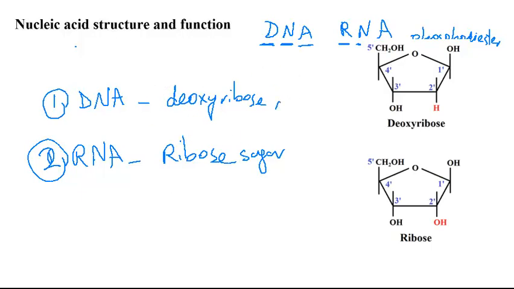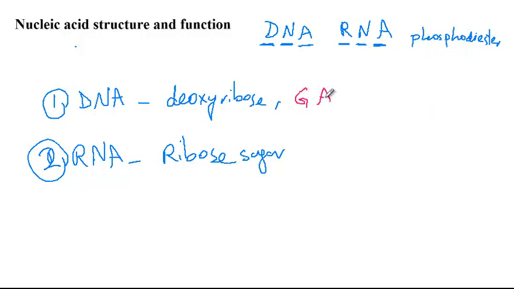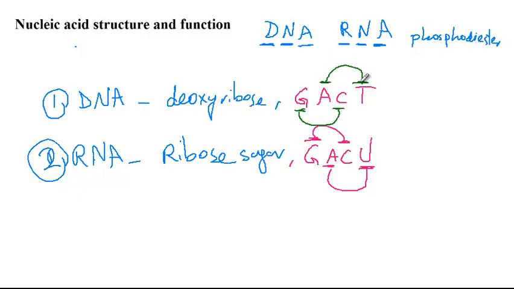The other difference, as we just discussed, in terms of bases, DNA uses G, A, C, and T, while RNA uses G, A, C, and U. So it's A and U that bind together, C and G, and in DNA it's the same thing, G and C and A and T. And then finally, one other important difference is that generally speaking, DNA is most of the time double-stranded, while RNA is usually single-stranded.